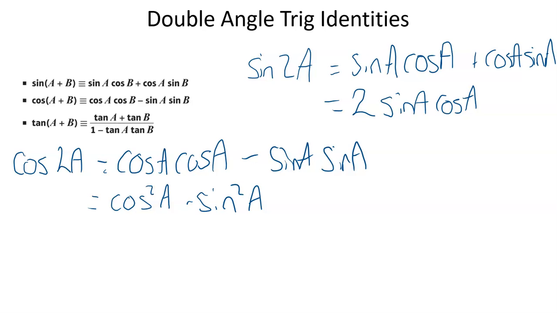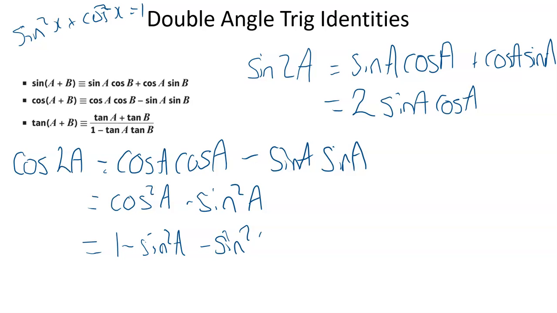Now you see this one in 3 different forms, which can be quite useful because we can use the identity, I'll put it up here, sine squared x plus cos squared x equals 1. So we can substitute that in and get some different forms of this. If we rearrange this to say that cos squared is 1 minus sine squared, we'd get 1 minus sine squared A minus another sine squared A. Or, to write that slightly better, it's the same as 1 minus 2 sine squared A.